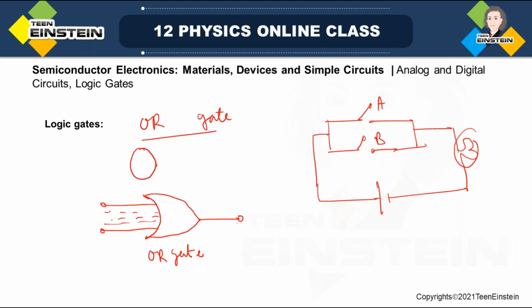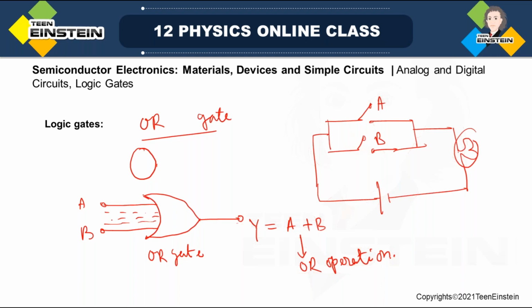And what is the Boolean expression? Suppose this is A and this is B, then the Boolean expression for the output will be A plus B. This is in terms of algebra, it is A plus B, but this operation is called OR operation. Plus sign is OR operation in case of digital circuit.